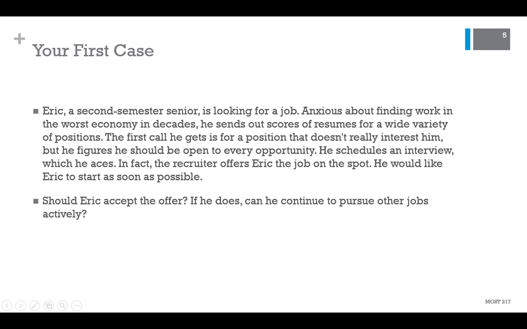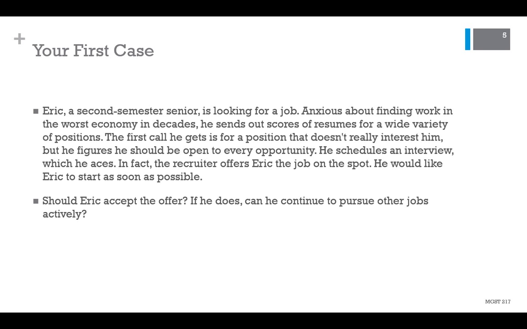So your first case that we're going to take a look at here, just a little mini one, and you'll find many of your cases are like this. Eric, a second semester senior, is looking for a job. Anxious about finding work in the worst economy in decades, he sends out scores of resumes for a wide variety of positions. The first call he gets is for a position that doesn't really interest him, but he figures he should be open to every opportunity.